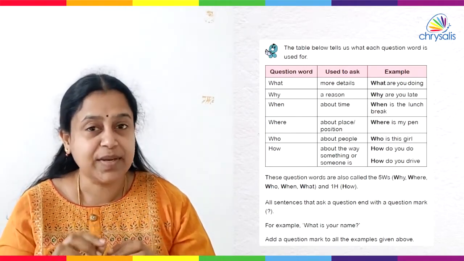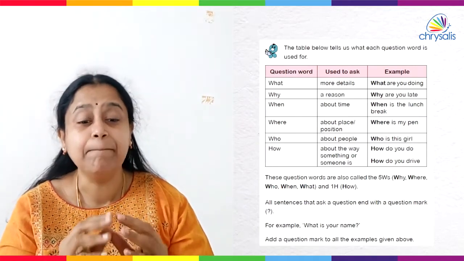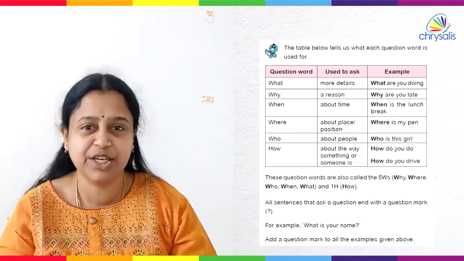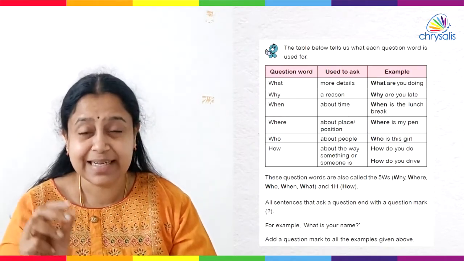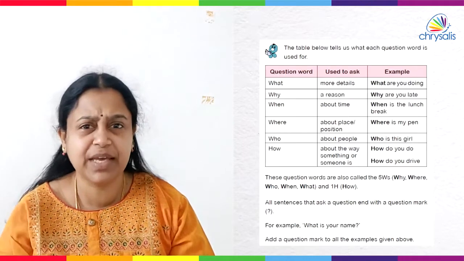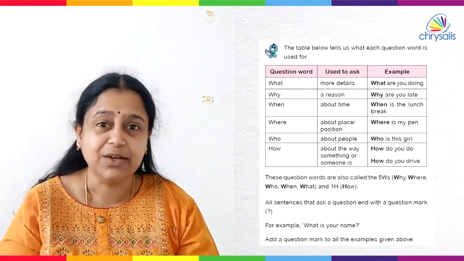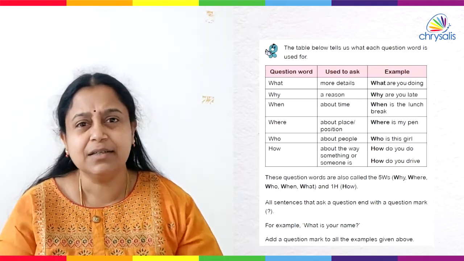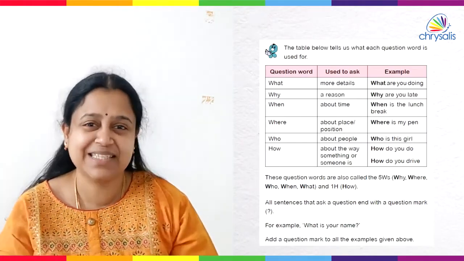Well, the fourth one, where. We use this question word where to know more about the place or position. Where is my pen? So here it is about the position, where you have kept it or the place where it has been kept. Okay. So where is the Taj Mahal situated? Okay, this is more about the place.